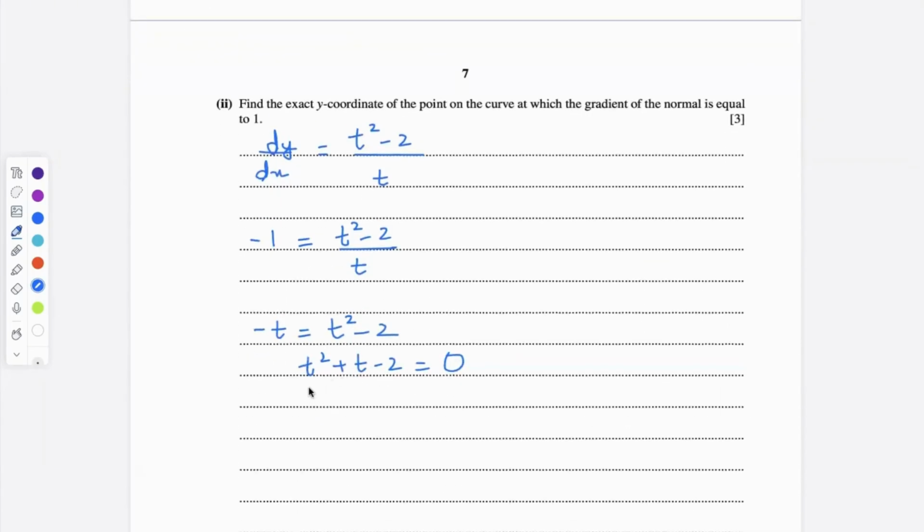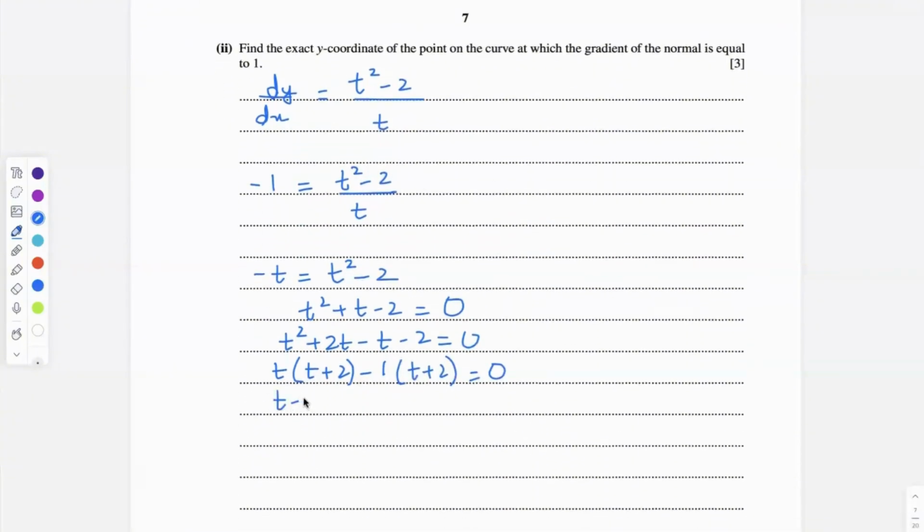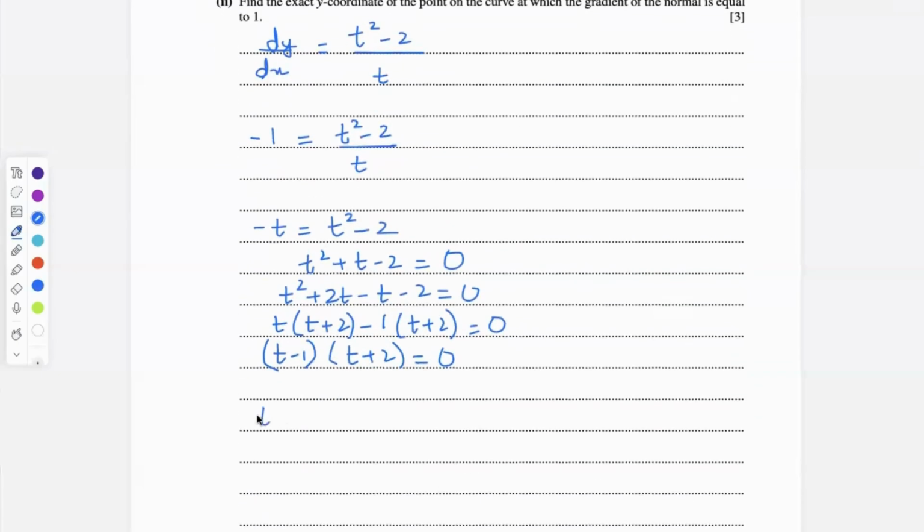Now applying middle term breaking, we'll get tan squared plus 2 tan minus tan minus 2 equals 0. This will become tan into (tan plus 2) minus 1 into (tan plus 2) equals 0. So we'll get (tan minus 1)(tan plus 2) equals 0. So this will become tan theta equals 1, and tan theta equals minus 2.